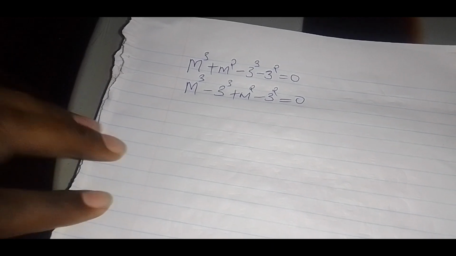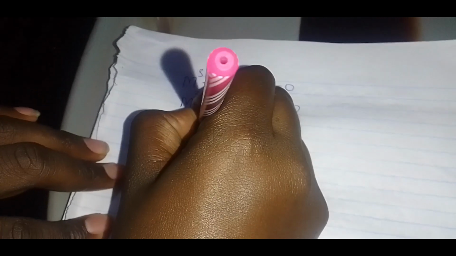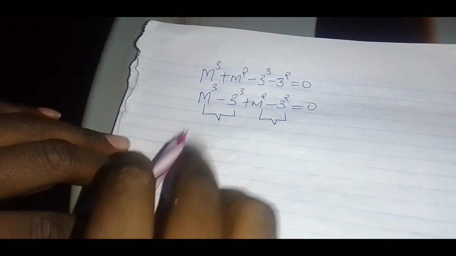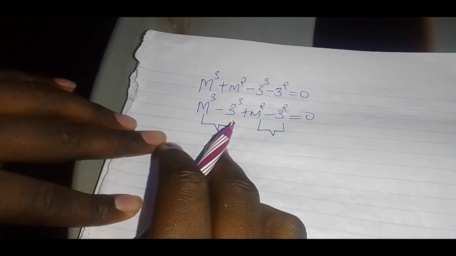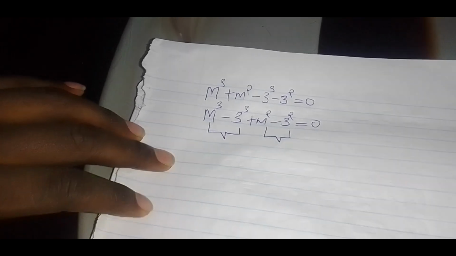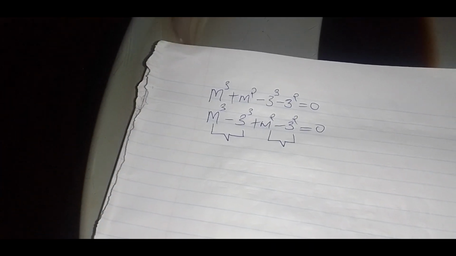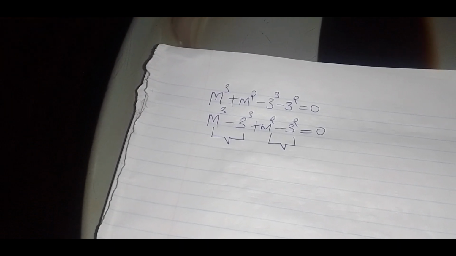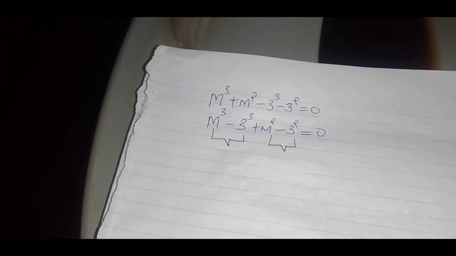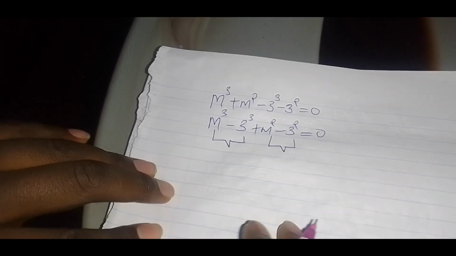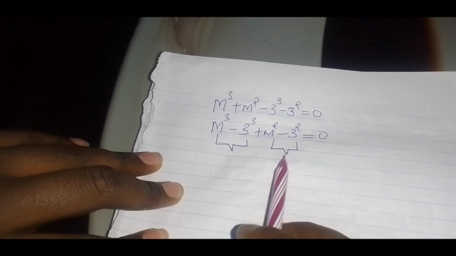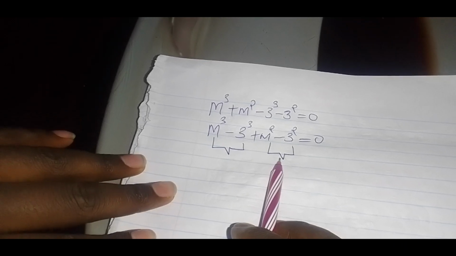If you check clearly, we have the first part and the second part. The first part is m cubed minus 3 cubed, so this is the difference of cubes. And here we have m squared minus 3 squared, which is the difference of two squares.